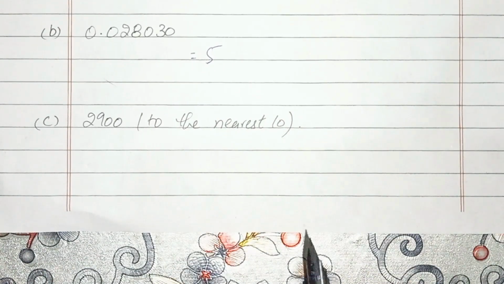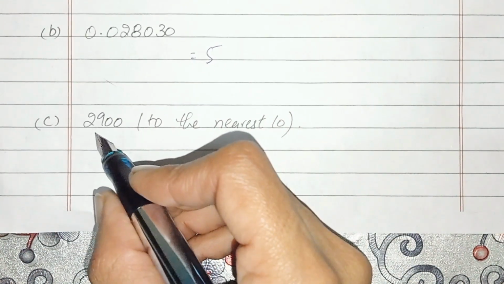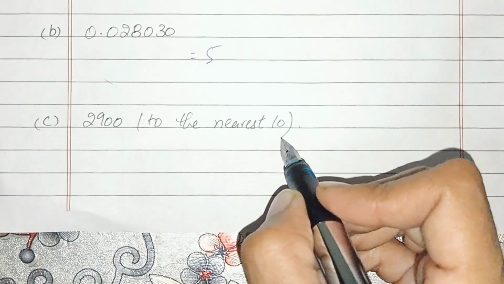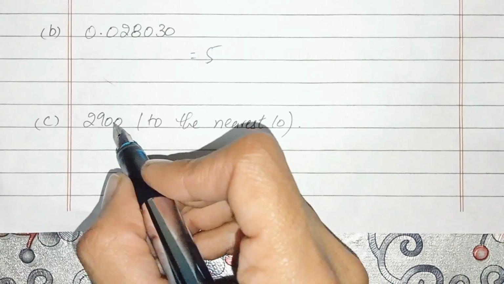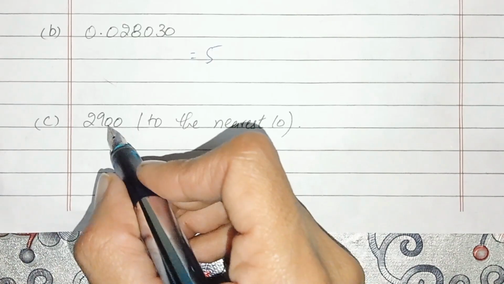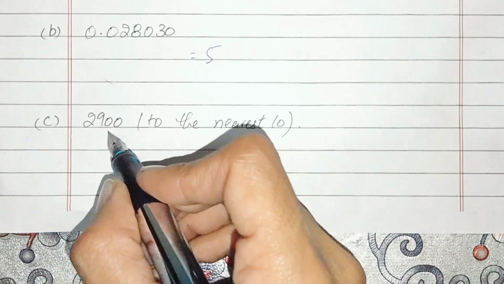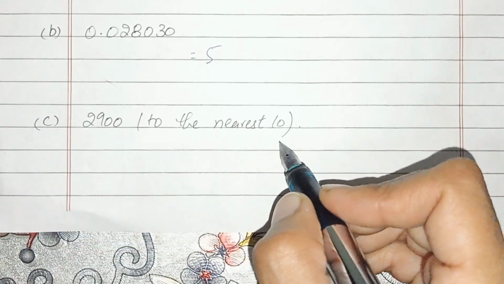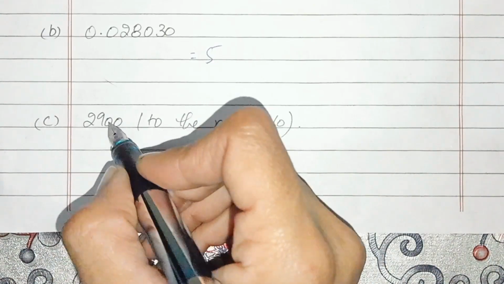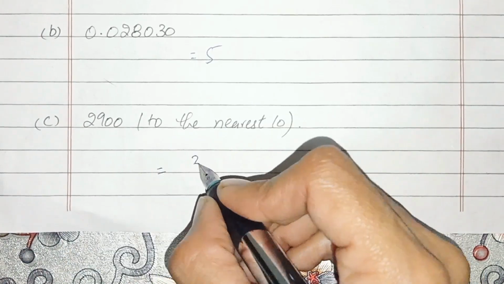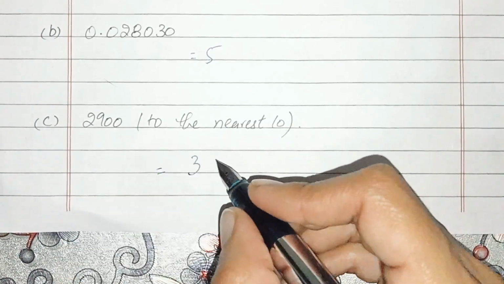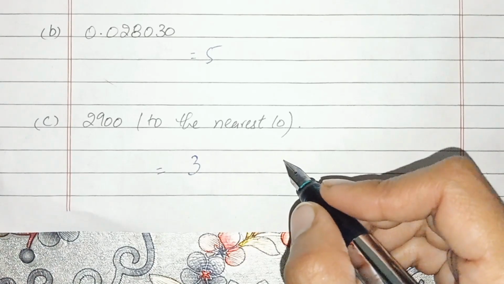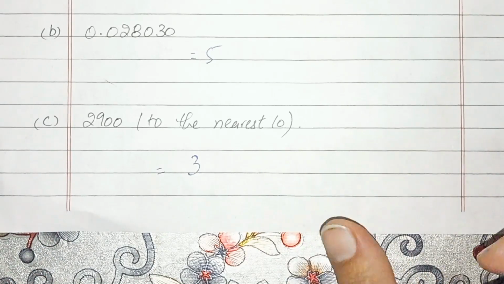Now in part number C, this is 2900 to the nearest 10, and that is the 10th value. This is unit, 10, 100, that is the 10th value. We have to write the significant figures to the 10th, and there are 3 significant figures, 2, 9 and 0. These 3 are the significant figures. Now students, question number 3 is solved.